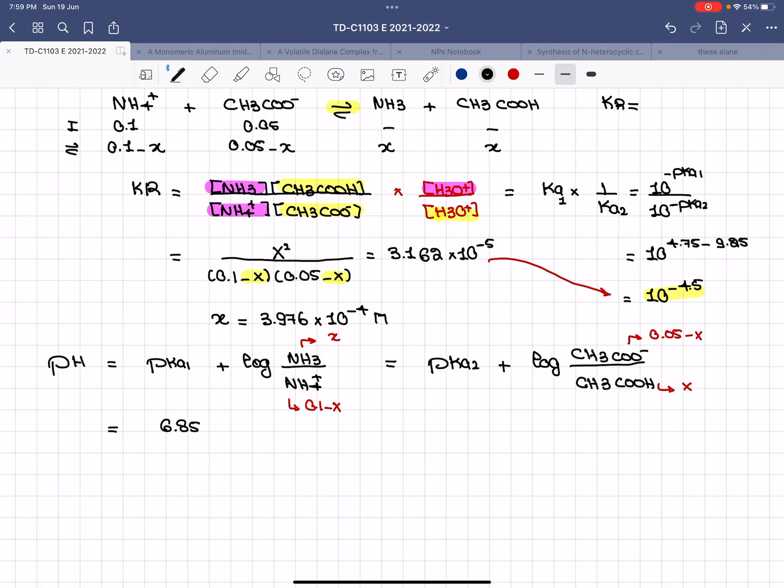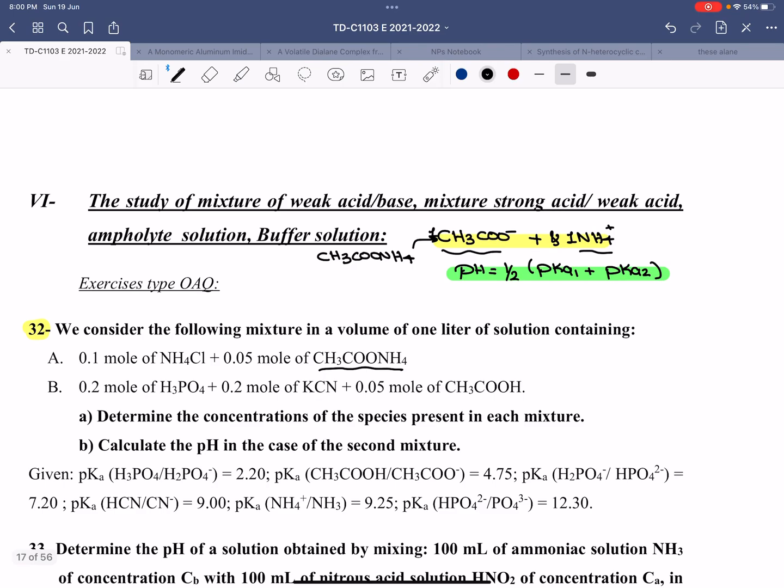Do you still remember the derivation that we did to reach pH equals half of pKa1 plus pKa2? What we did is that we did the summation of pH plus pH equals pKa1 plus pKa2 plus log the bases over acids. The only difference is that you could cancel the bases with the acids. Here they have different concentrations, so you cannot cancel them, which is why we do it this way. And this is how to find the pH of a system that starts with different concentrations of the acid and the base. Okay?